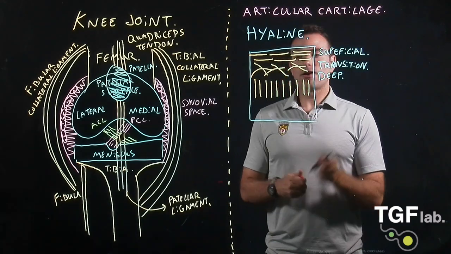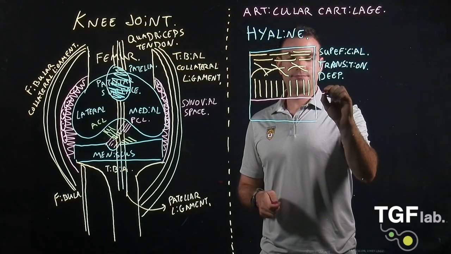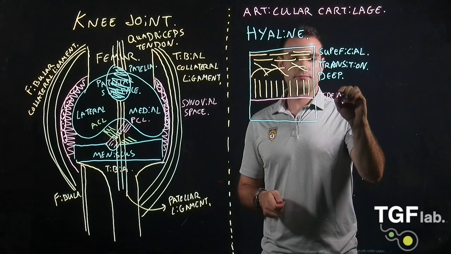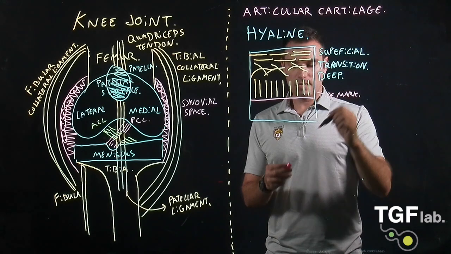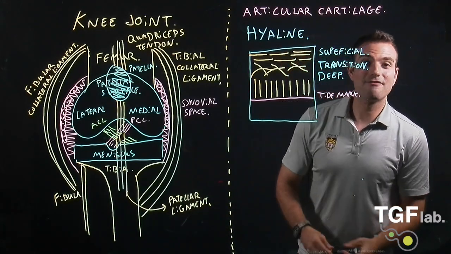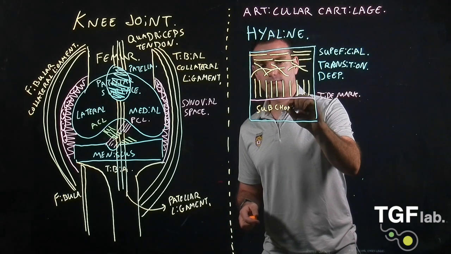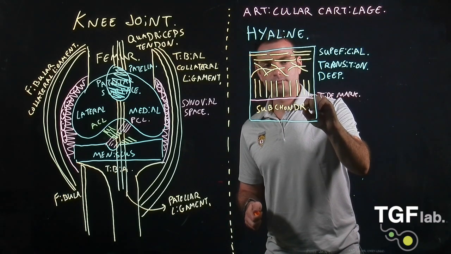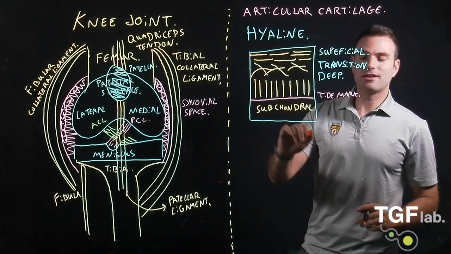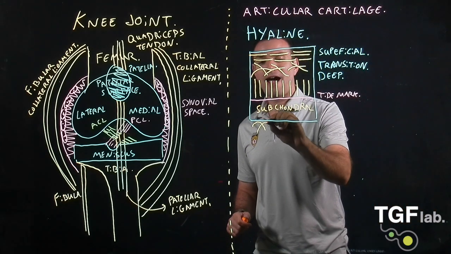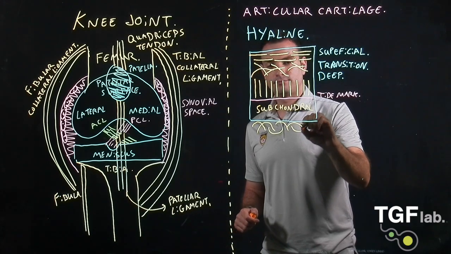Then after the deep zone, we have the tide mark. And after the tide mark, we have the subchondral bone. Then finally, under the subchondral bone, we are going to have the cancellous bone.